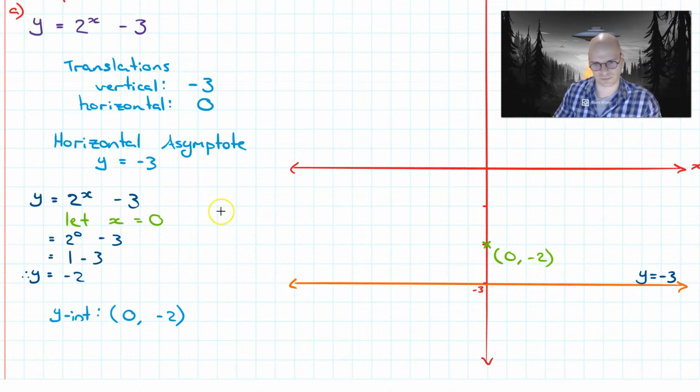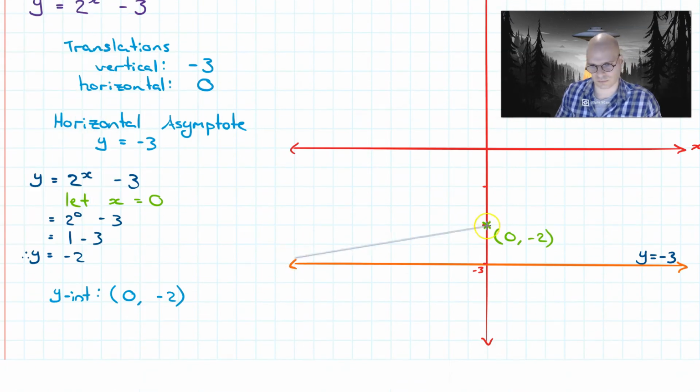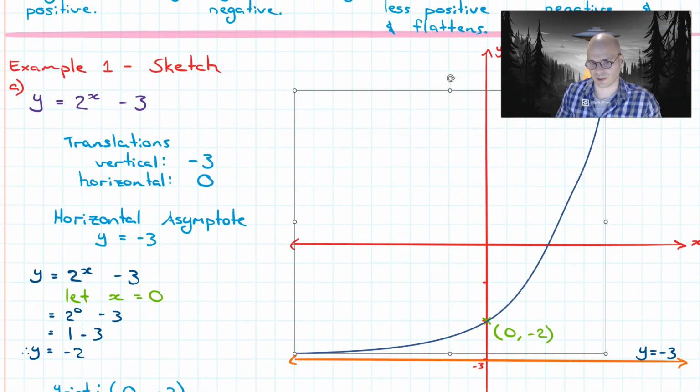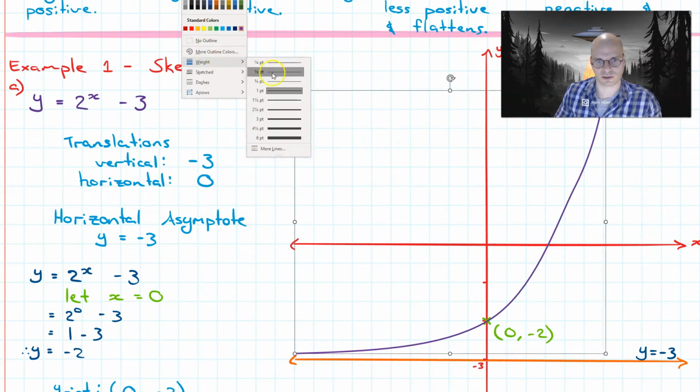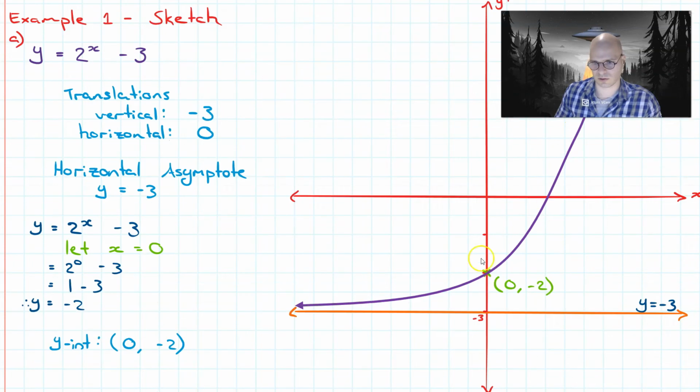Drawing this in, I'm going to get something that might look a little bit like this, keeping in mind that it's a little bit tricky to do this on a computer. So this is my exponential shown here.